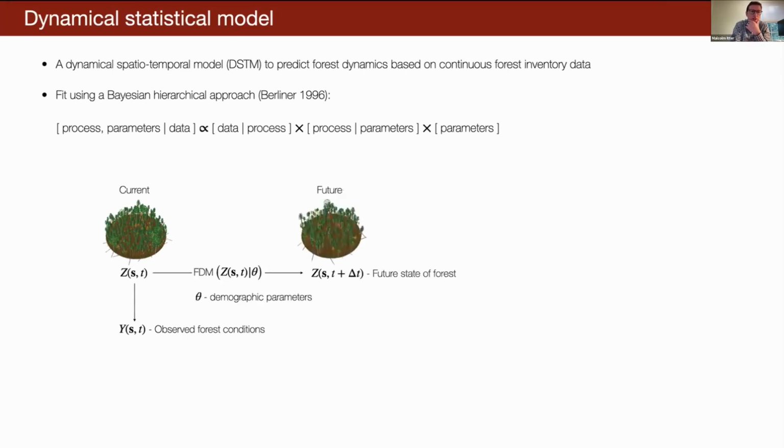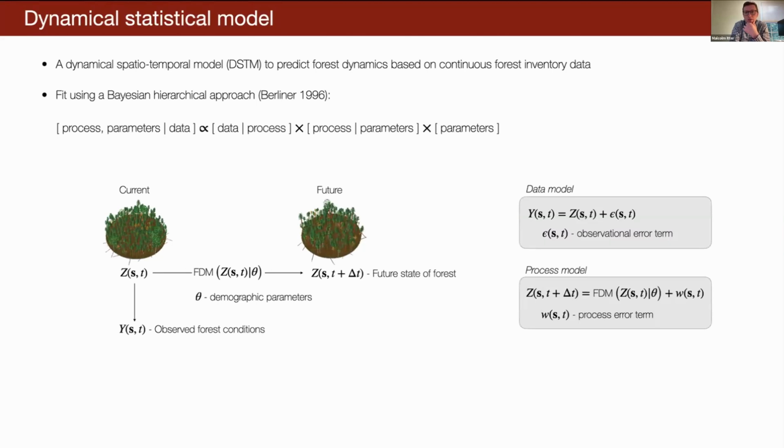What we're trying to do here is to take that current state of the system, plug it in as an input to our model of forest dynamics conditional on some set of demographic parameters, and make a prediction of the future state of that system. We can make this even more explicit by defining a data model and a process model. Here we say, okay, our inventory observation at some location and time point is going to be equal to the true underlying state of the system at that time point, plus some observational error. And then our process model says the future condition of that forest is going to be equal to our model-based prediction, plus some process error term, reflecting the fact that our models of forest dynamics aren't perfect, and there's going to be variability or uncertainty in those predictions.